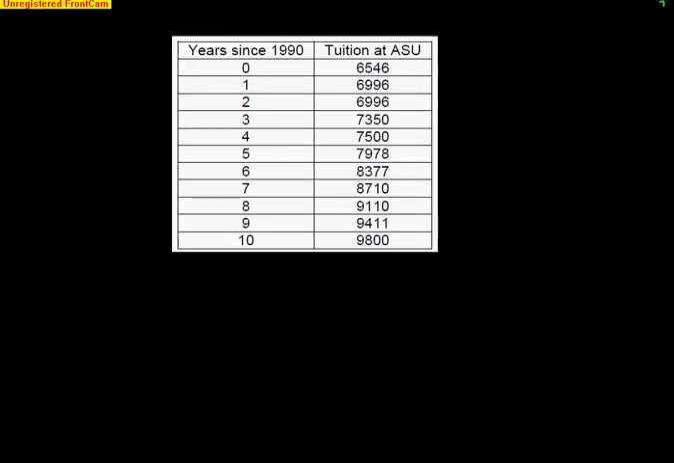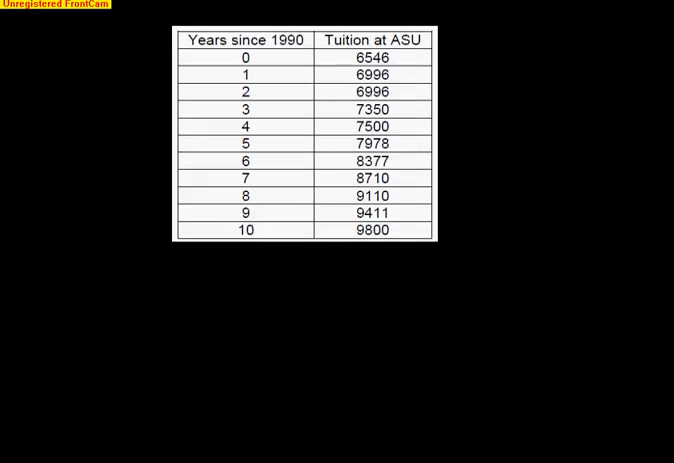Okay, here's an example. It starts off like any other example. We have a table of values, and we're trying to figure out, since 1990, the tuition at Arizona State University has gone up. And we want to see if we can make some type of linear model that can predict how much the tuition at Arizona State University is going to be from the years since 1990. So we've got x being the years since 1990. We're trying to predict the tuition.